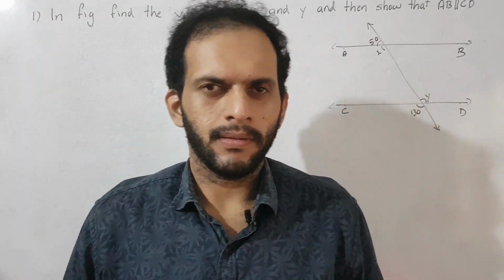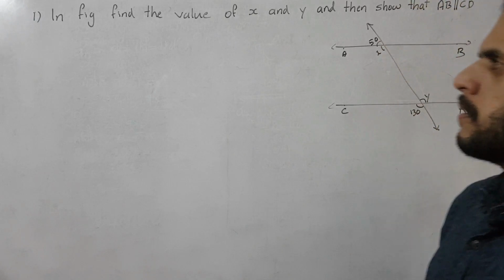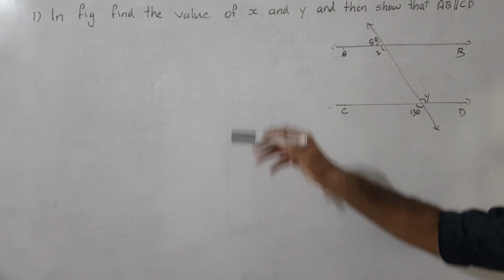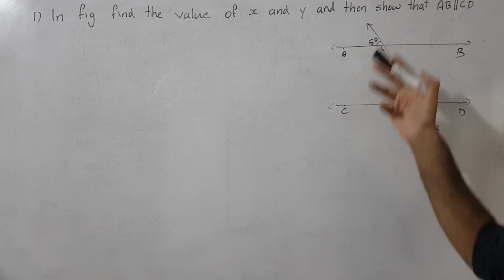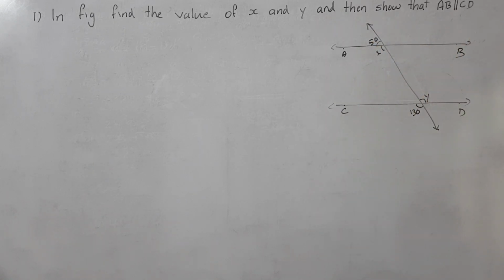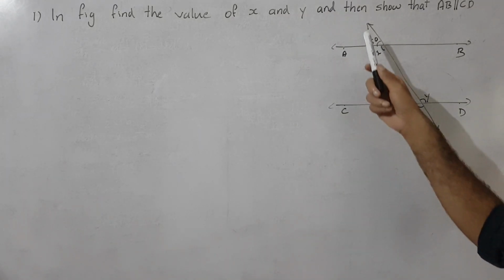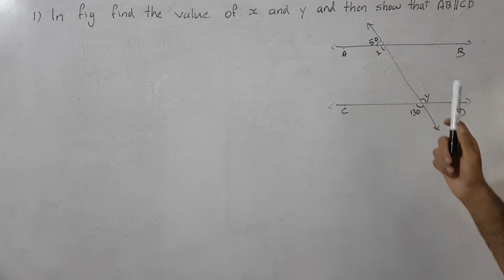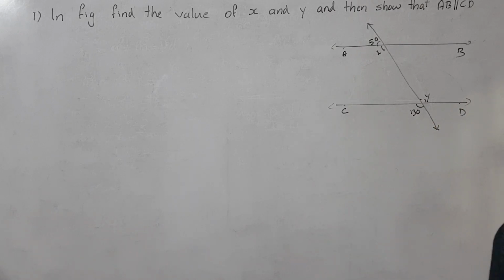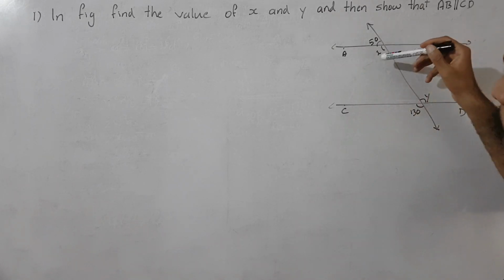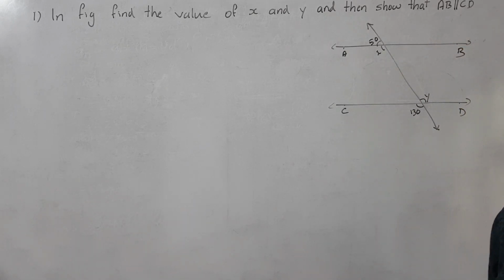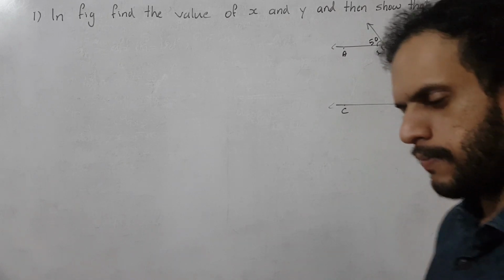Next, we are discussing the next question. The question is, in the figure, find the value of x and y and then show that AB is parallel to CD. Here the lines AB and CD are already given and cut by a transversal. Then we get the angles 50, x, 130 and y. So the question asks us first to find the value of x and y, and after that to show that the line AB is parallel to CD.